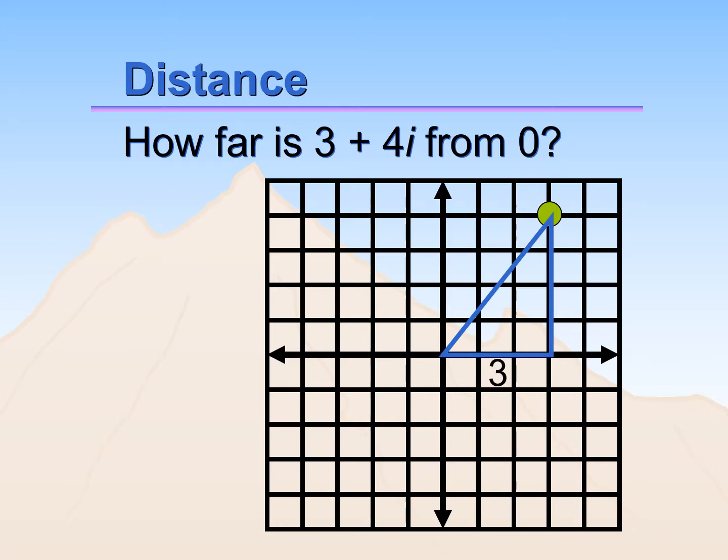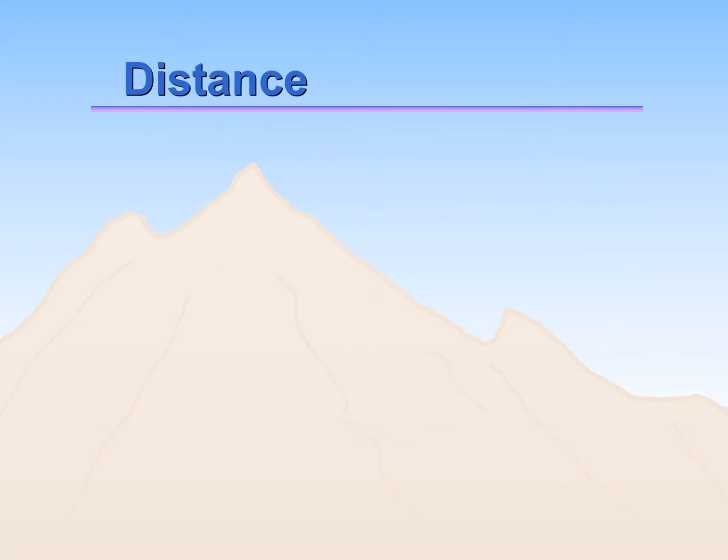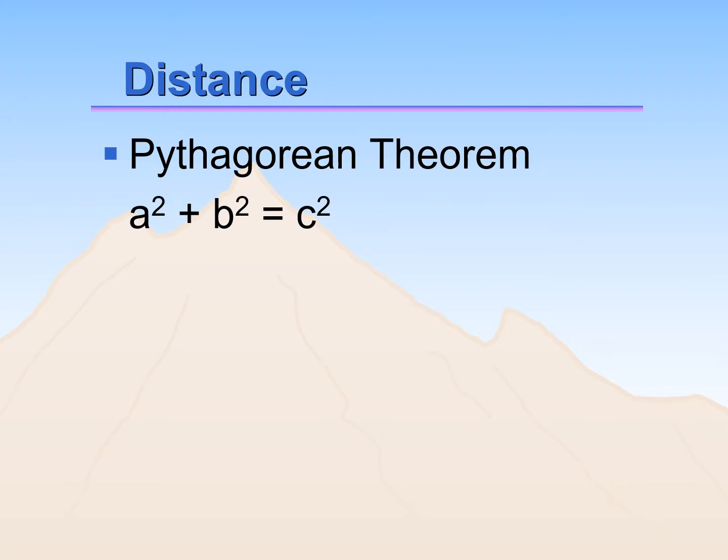Now, if you remember anything about right triangles, you'll remember the Pythagorean theorem. So here, this leg of our right triangle is 3, this leg is 4, and the hypotenuse will tell us how far our complex number is from 0, or the origin. The Pythagorean theorem states that a squared plus b squared equals c squared, where a and b are the legs of the right triangle and c is the hypotenuse.